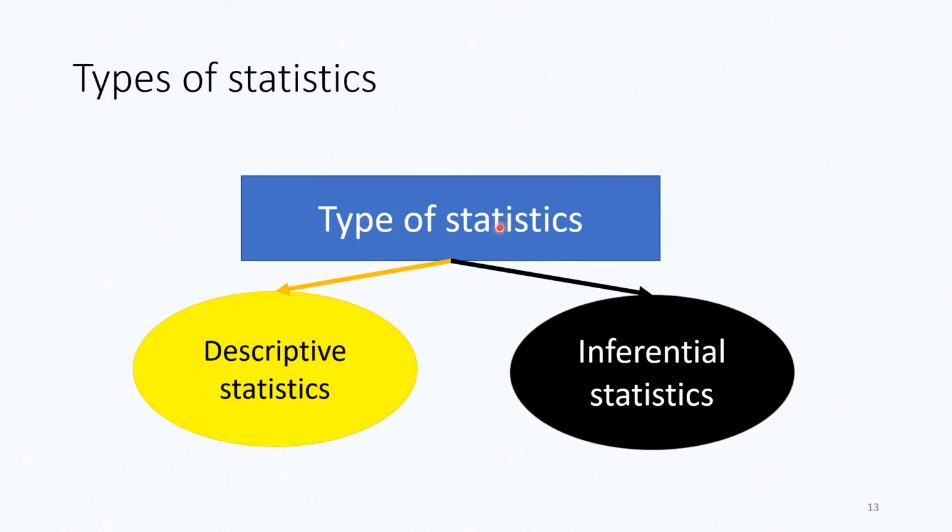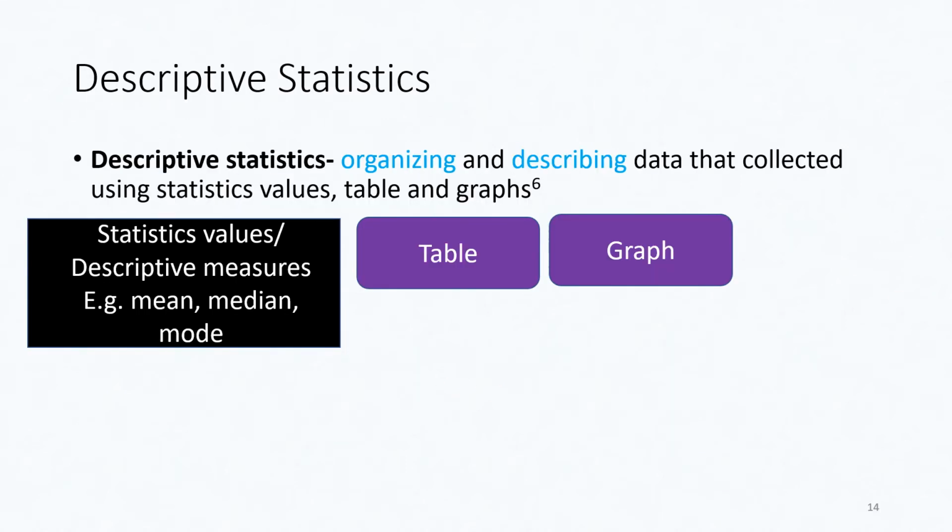Types of statistics. There are two types of statistics. One is descriptive statistics, one is inferential statistics. Now we are going to explain what descriptive statistics is. Descriptive statistics is organizing and describing the data collected using statistic values, tables, and graphs. Statistic values that you can use are, for example, mean, median, mode.